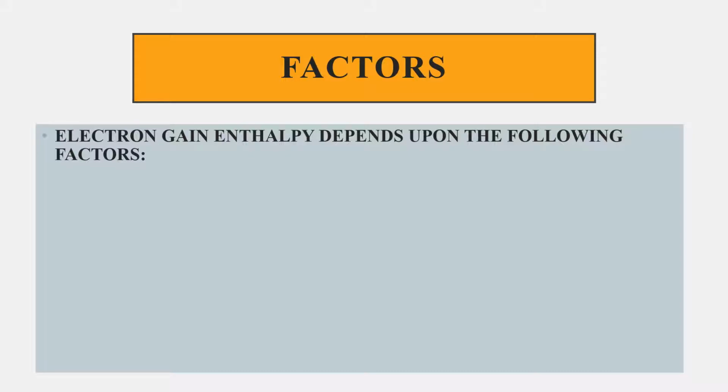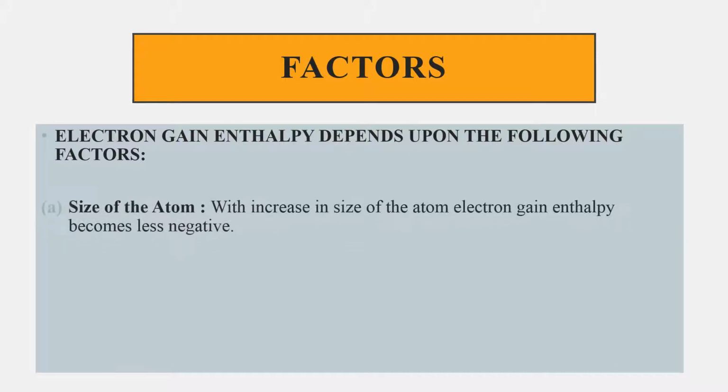Come to the factors. Electron gain enthalpy depends upon the following factors. First factor is size of the atom. With increase in the size of the atom, electron gain enthalpy becomes less negative. As the size of the atom increases, the holding capacity of the nucleus for the electron decreases, and because of this, the electron gain enthalpy for any atom becomes less negative, because the release of energy will be less.